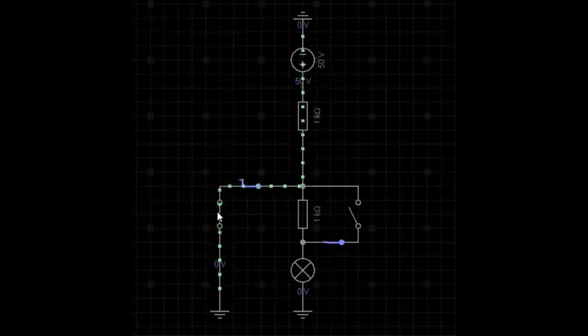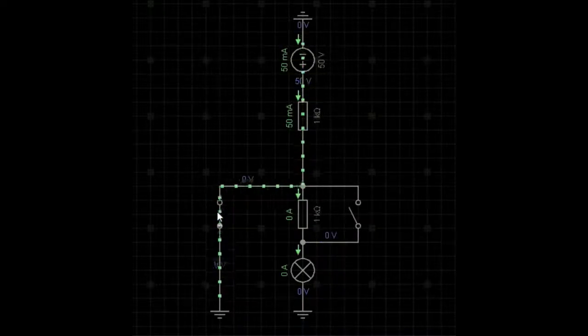Okay, so I flick the switch. The first thing to notice is that the bulb has gone out, and the reason is that there's now no current flowing in this part of the circuit, because current now has an alternative path to earth with virtually zero resistance. What difference does this make to current and voltage?